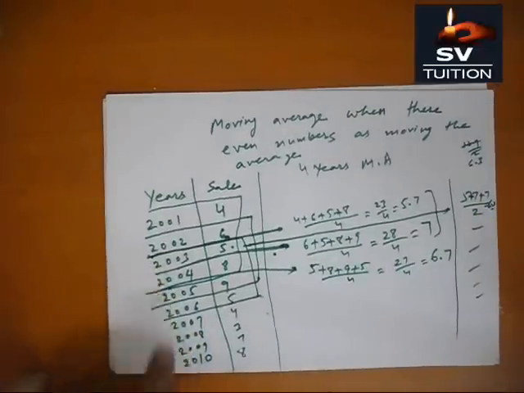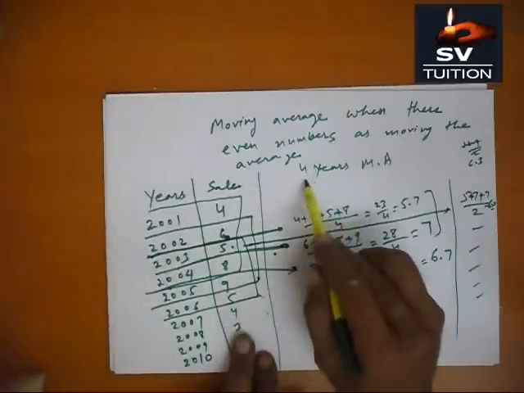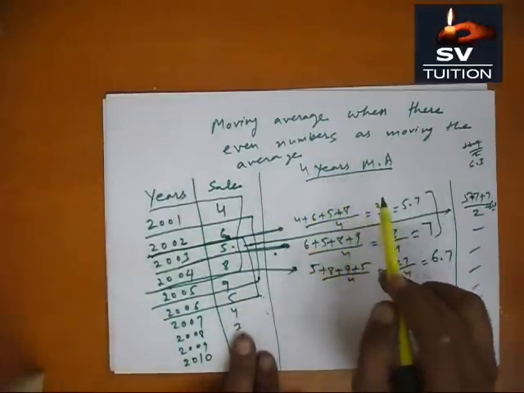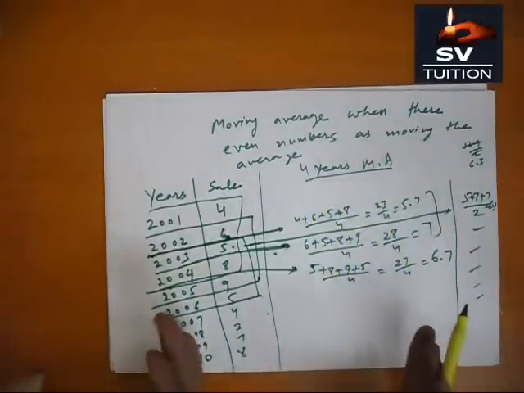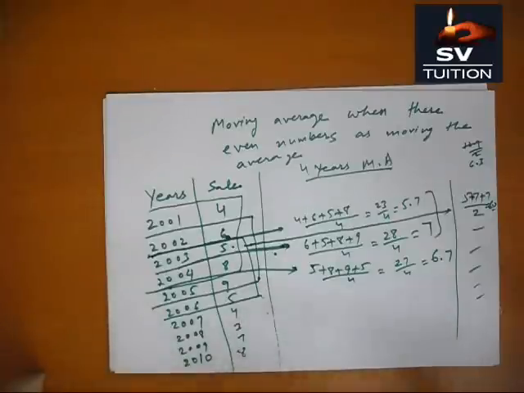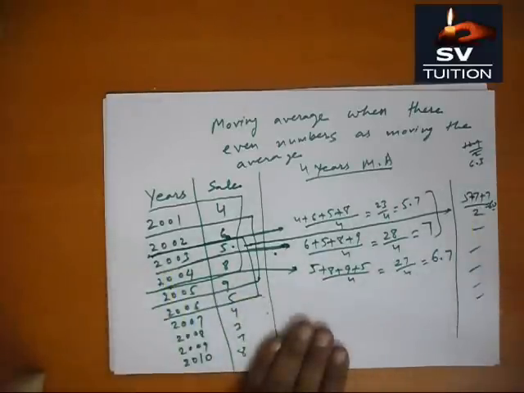Okay, like this, in the even number of years moving average we just calculate the 4 years moving average and then again we calculate the average in front of the years.